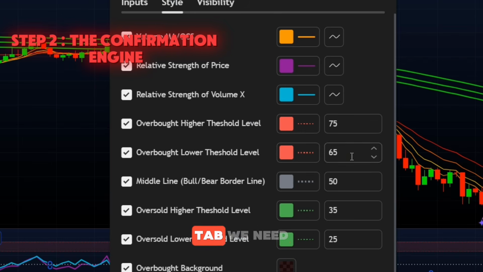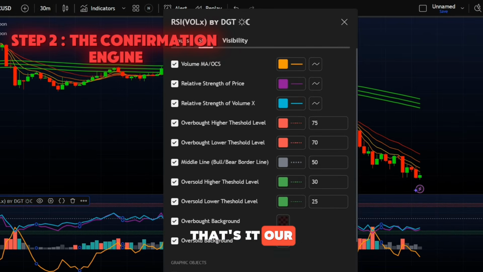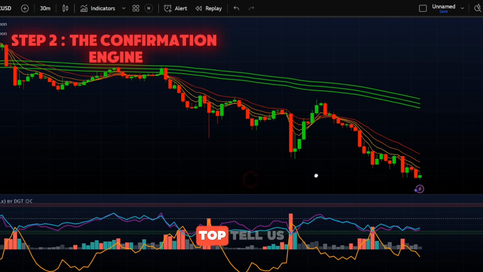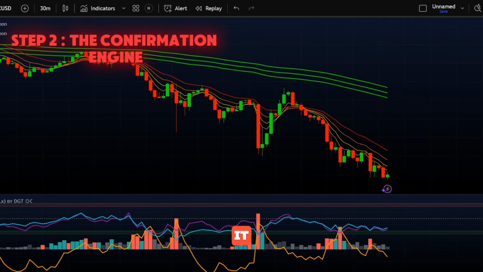In the Style tab, we need to adjust the RSI levels. Find Overbought and set it to 70. Find Oversold and set it to 30. That's it. Our dashboard is complete. The EMAs on top tell us where to look for a trade, and this indicator at the bottom tells us if we should take it. Now let's put it all together.